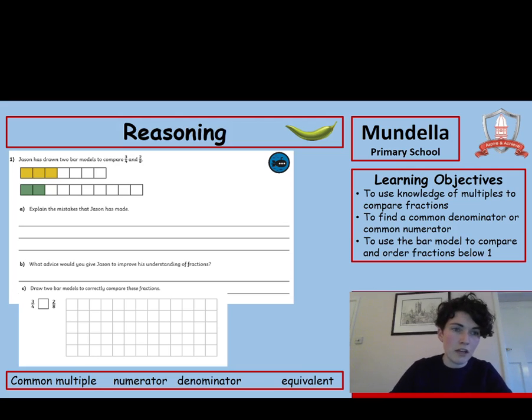And then at the bottom there for C, it's your chance now to draw your own bar model to compare those fractions. So that links quite nicely on from question B. So if you'd like to do the green chili pepper challenge, pause the video now to do so.